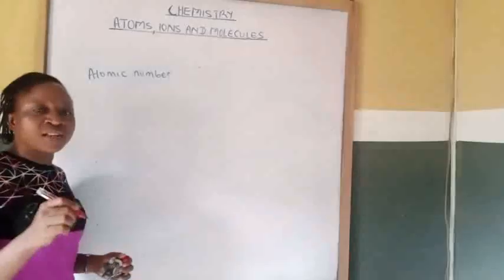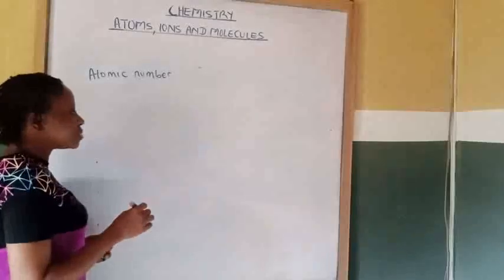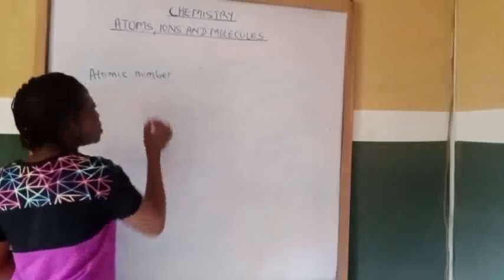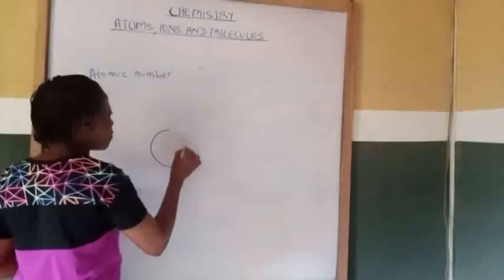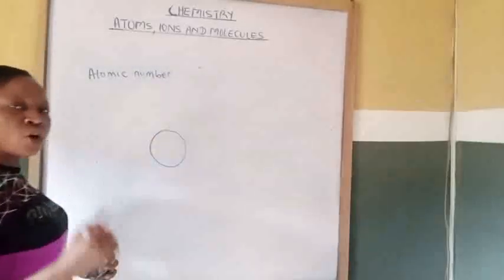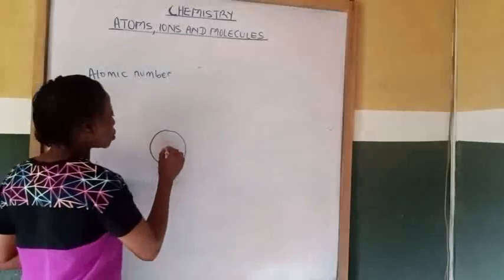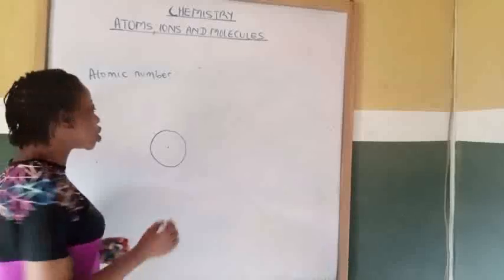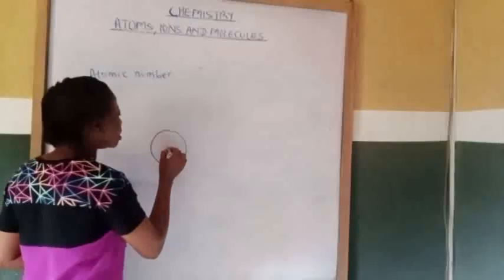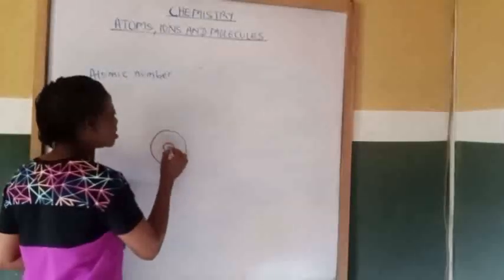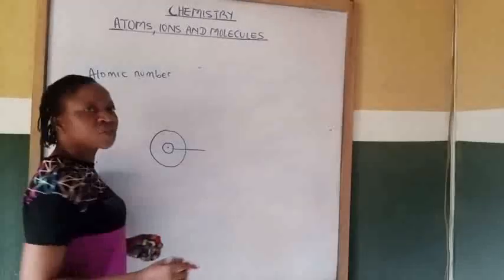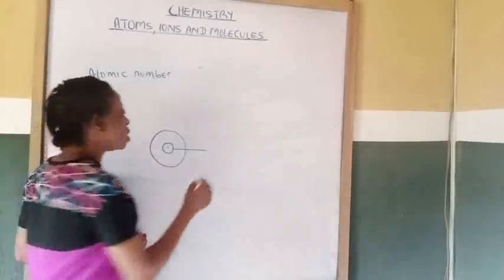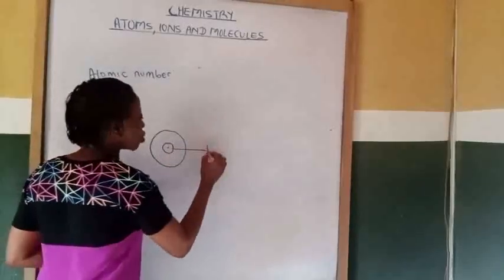What is atomic number? I'm going to define atomic number from the structure of an atom. Don't forget that I explained under atomic structure that the nucleus of an atom, which is the center of an atom, consists of protons and neutrons. That is, this is the nucleus of an atom.